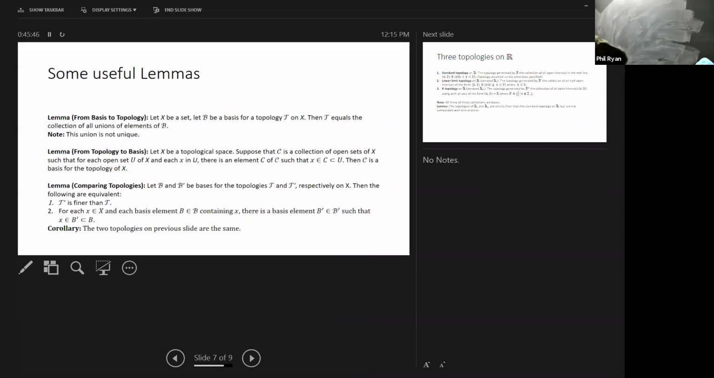Okay, so let's show that 2 implies 1. If this is the case, then T prime is finer than T. Okay, so how do we do that? So if we've got U, an open set in this topology, then T prime is finer if we need to show U is also an element of T prime. So that's what we need to do to show that it's finer.